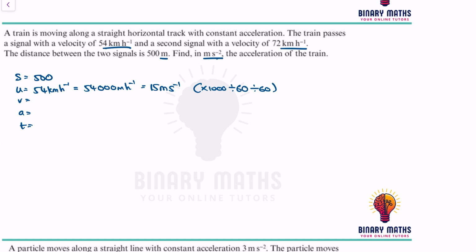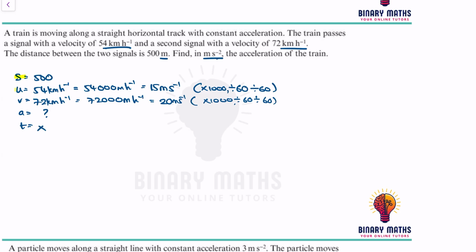Similarly for 72 kilometers per hour, which is the final velocity, that is 72,000 meters per hour. And then if I divide by 60 and divide by 60, I end up getting 20 meters per second. So times by 1,000, divide by 60, divide by 60 for the second part. Acceleration is what I'm trying to find out. There is no time involved.